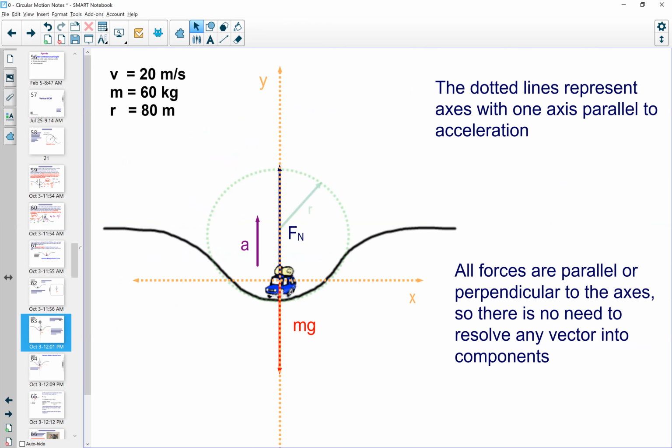So the dotted lines here represent our X and Y axes, and you don't necessarily have to draw these on here. This is just a quick step, and you can see the bottom part here. It says all forces are parallel or perpendicular to the axes. So there is no need to resolve any vector into components. So this isn't necessarily anything that we need to do for this problem. They're just trying to highlight to you that if you did draw your X and Y axes on here, you would see that everything falls on those axes and just kind of confirms, don't worry about X and Y components, no trig necessary for this problem.